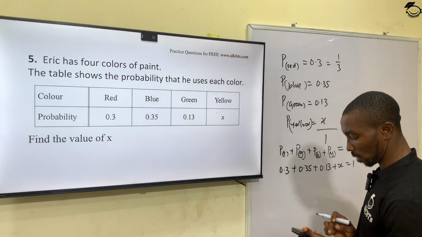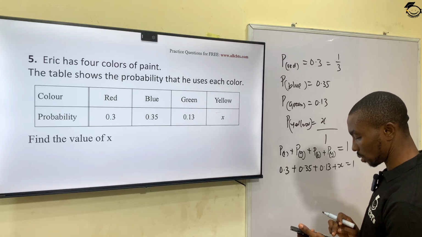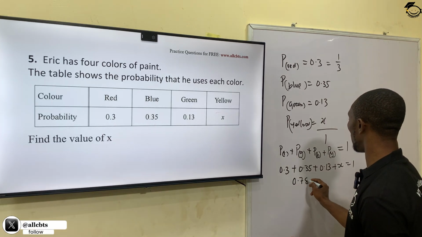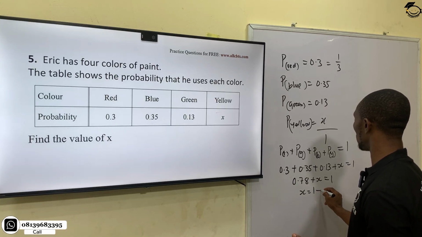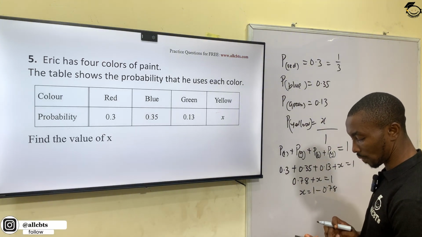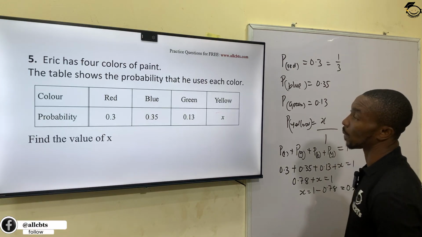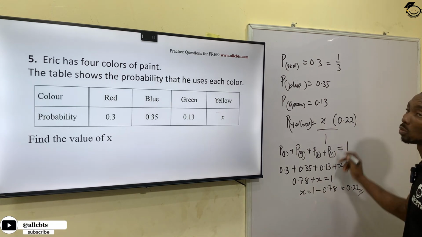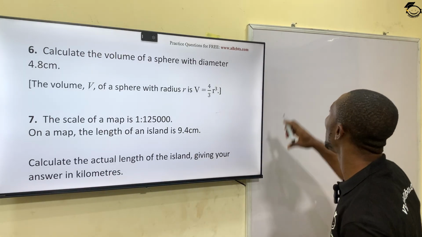So 0.3 plus 0.35 plus 0.13 gives us 0.78, plus x equals 1. So x equals 1 minus 0.78, which gives us 0.22. So the probability of yellow would be 0.22. Calculate the volume of the sphere with diameter 4.8.